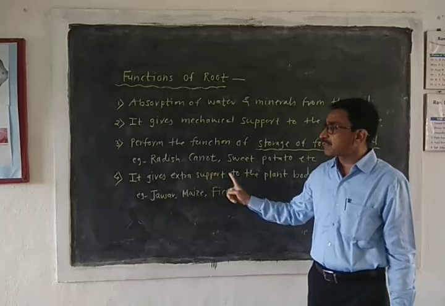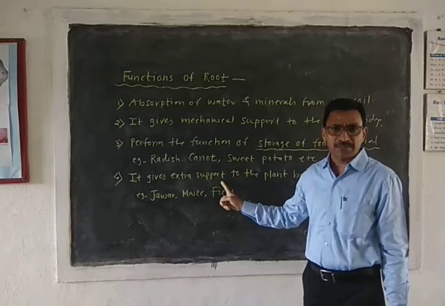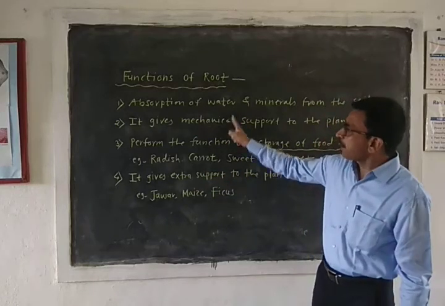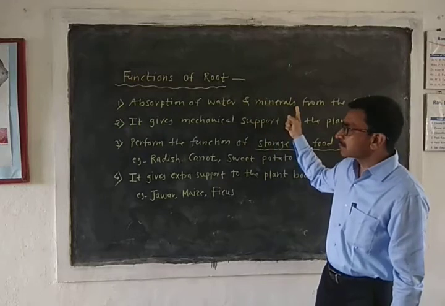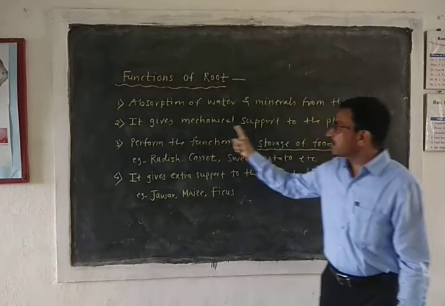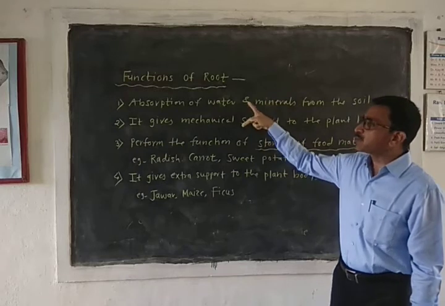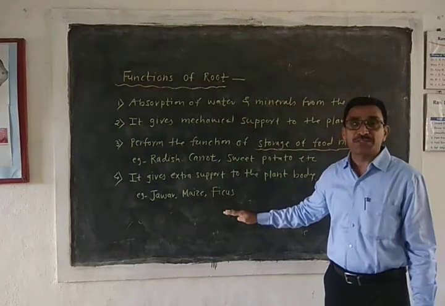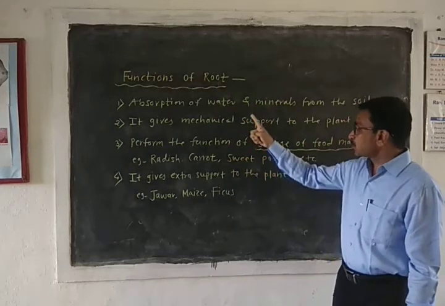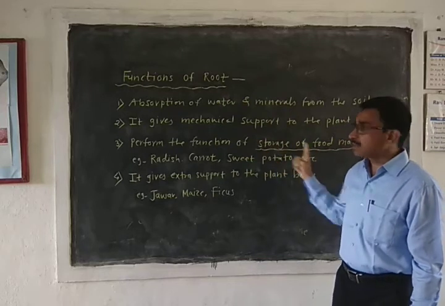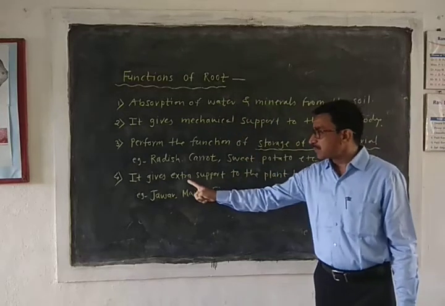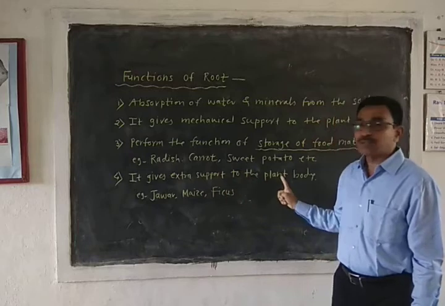And this is the fourth function. These are the additional functions. These are the two main functions: absorption of water and minerals from the soil and giving mechanical support to the plant body. And these are the additional functions. The roots also perform the function of storage of food material. Roots also perform the function of giving extra support to the plant body.